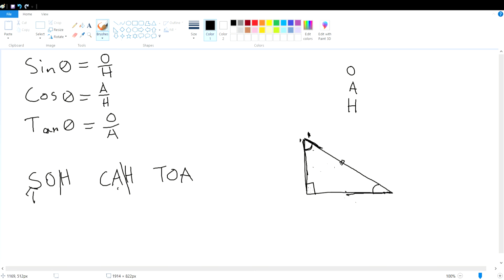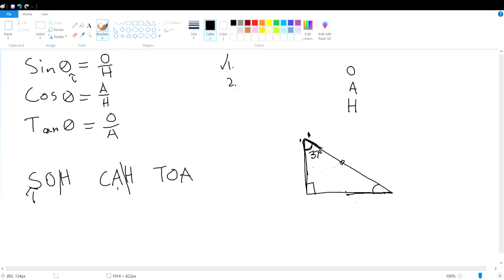We identified it's a right triangle, which is step number 1. Step number 2, we're given this angle is 37 degrees. Since it's the only angle given, this is now our angle theta. This is this symbol. We're going to plug it in whenever we do our thing.